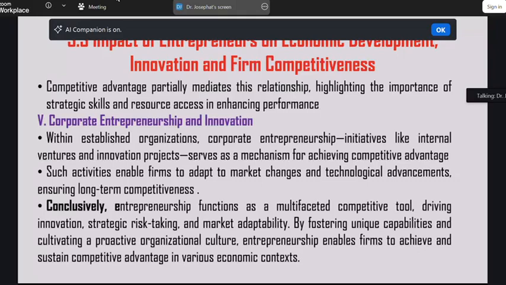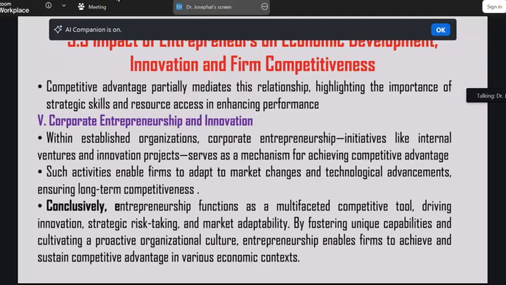From those kinds of input or feedback that they get, they can develop or improve their offerings in such a way that it will give them a competitive advantage compared to their competitors. Such activities always enable firms to adapt to market change and technological advancement, as well as ensuring long-term competitiveness.